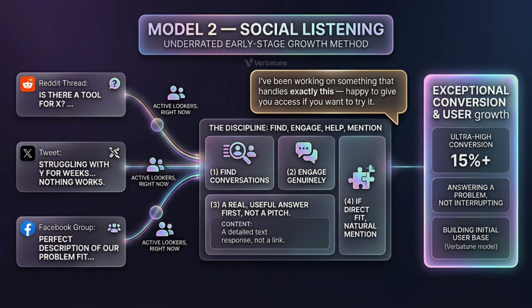The approach is simple, but requires discipline. You find these conversations, you engage quickly, you give them a real useful answer first, and then only if your product is a direct fit, you mention it naturally. The conversion rate of this is exceptional because you're not interrupting anyone. You're answering someone who already has a problem and is already looking. The hard part is timing. A 40-hour-old Reddit post is a dead conversation. You need to find these while they're fresh, ideally within the first few hours of being posted.